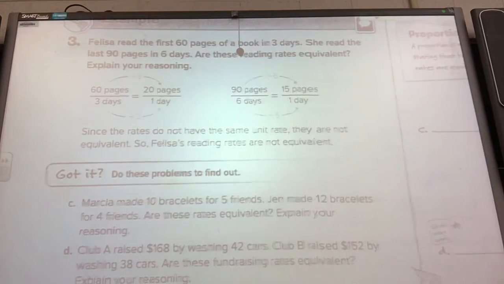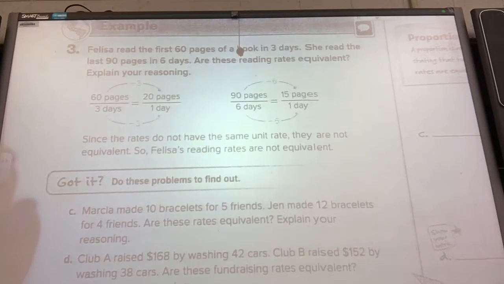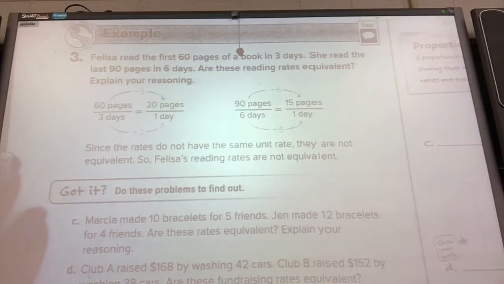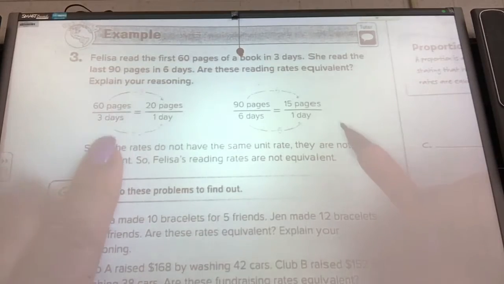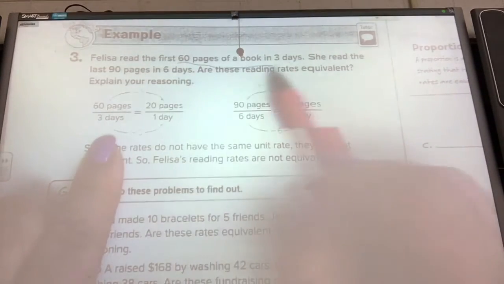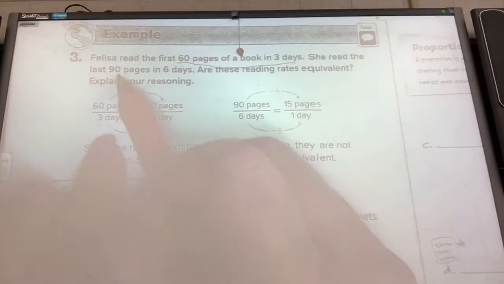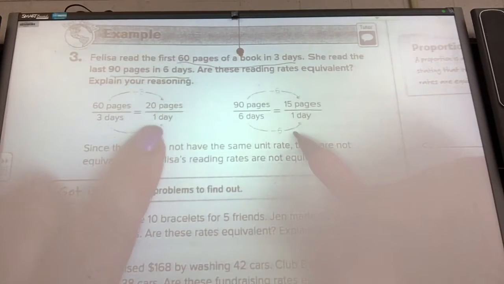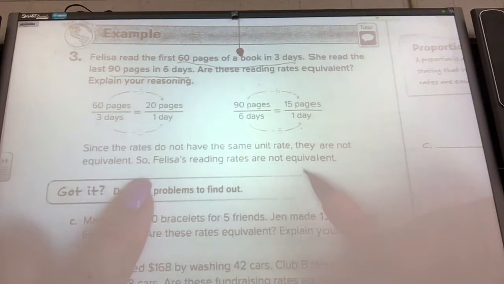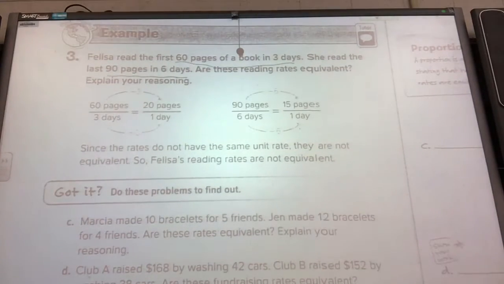Felicia read 60 pages of a book in 3 days. She read the last 90 pages in 6 days. Are these reading rates equivalent? Explain your reasoning. So again, they did the work for us. They first wrote 60/3 for 60 in 3 days. And then they did 90/6 for the 90 in 6 days. They found the unit rates and they did 20 over 1 and 15 over 1. Are they equivalent? No, they do not have the same unit rate, so Felicia's reading rates are not equivalent.